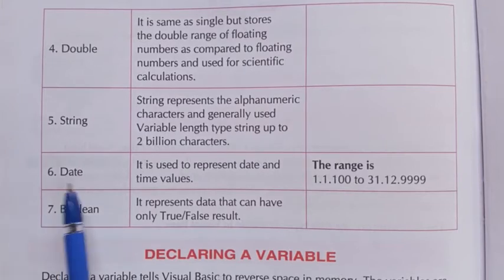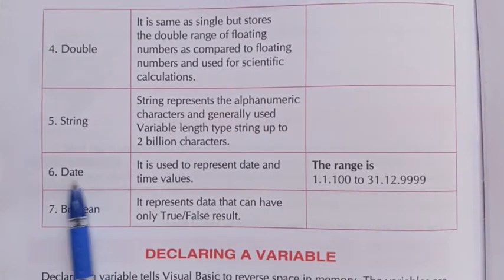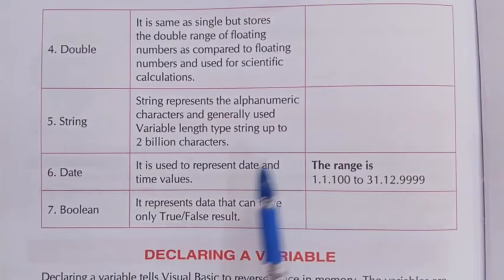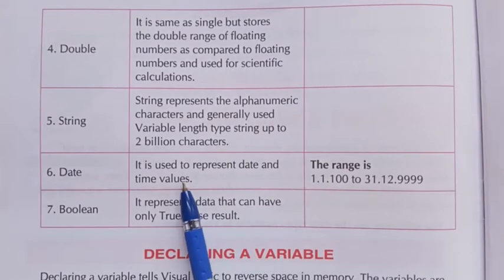Next we have date. Itself, it is indicating date. That means this data type is used with a variable where we are going to represent date and time values.